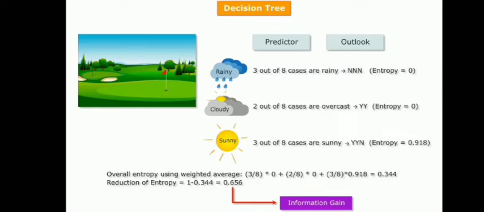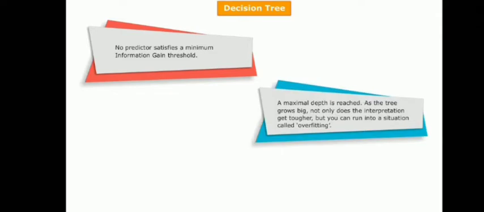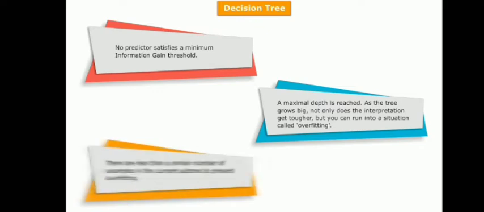Similarly, we can calculate the information gain for the other predictors. The predictor amounting to the maximum information gain is selected to divide the dataset. Continue this exercise till no predictor satisfies a minimum information gain threshold, or a maximum depth is reached. As the tree grows big, not only does the interpretation get tougher, but you can run into a situation called overfitting. Stop also when there are less than a certain number of examples in the current subtree, to prevent overfitting.